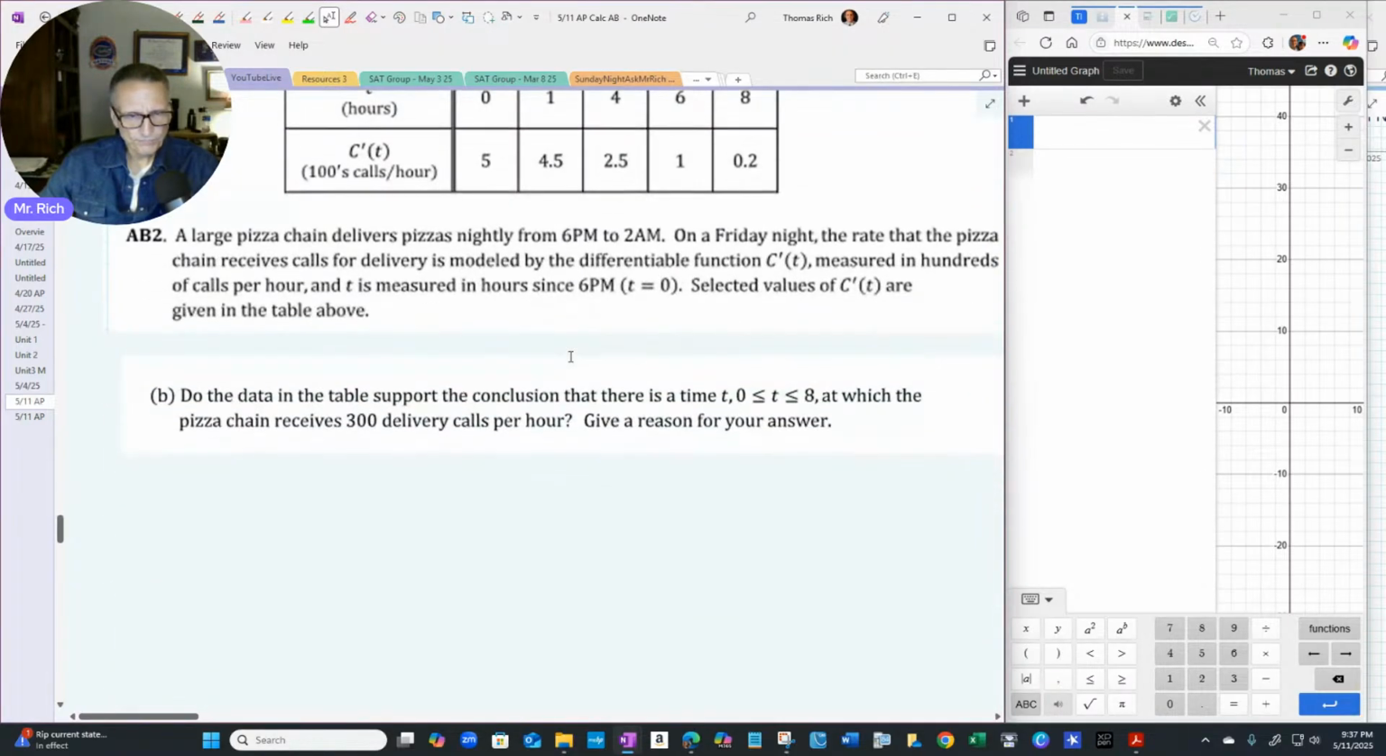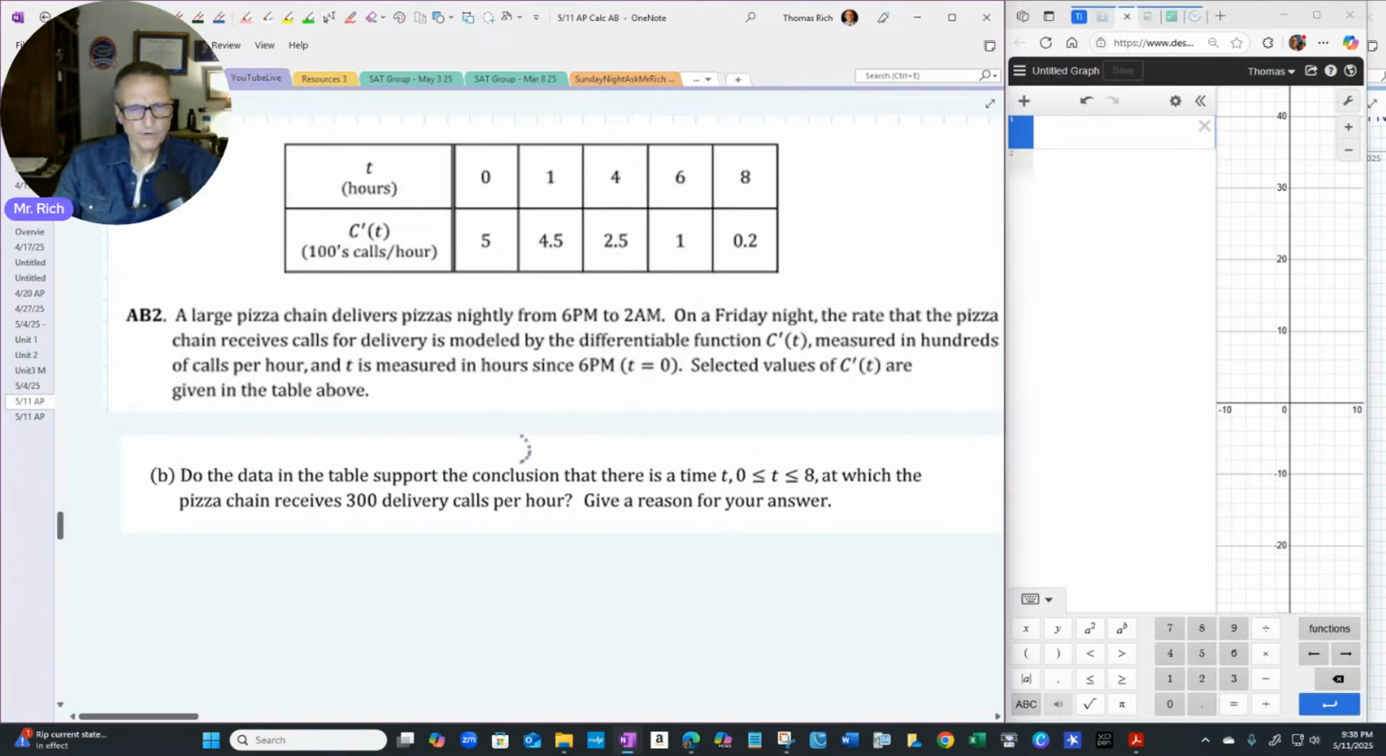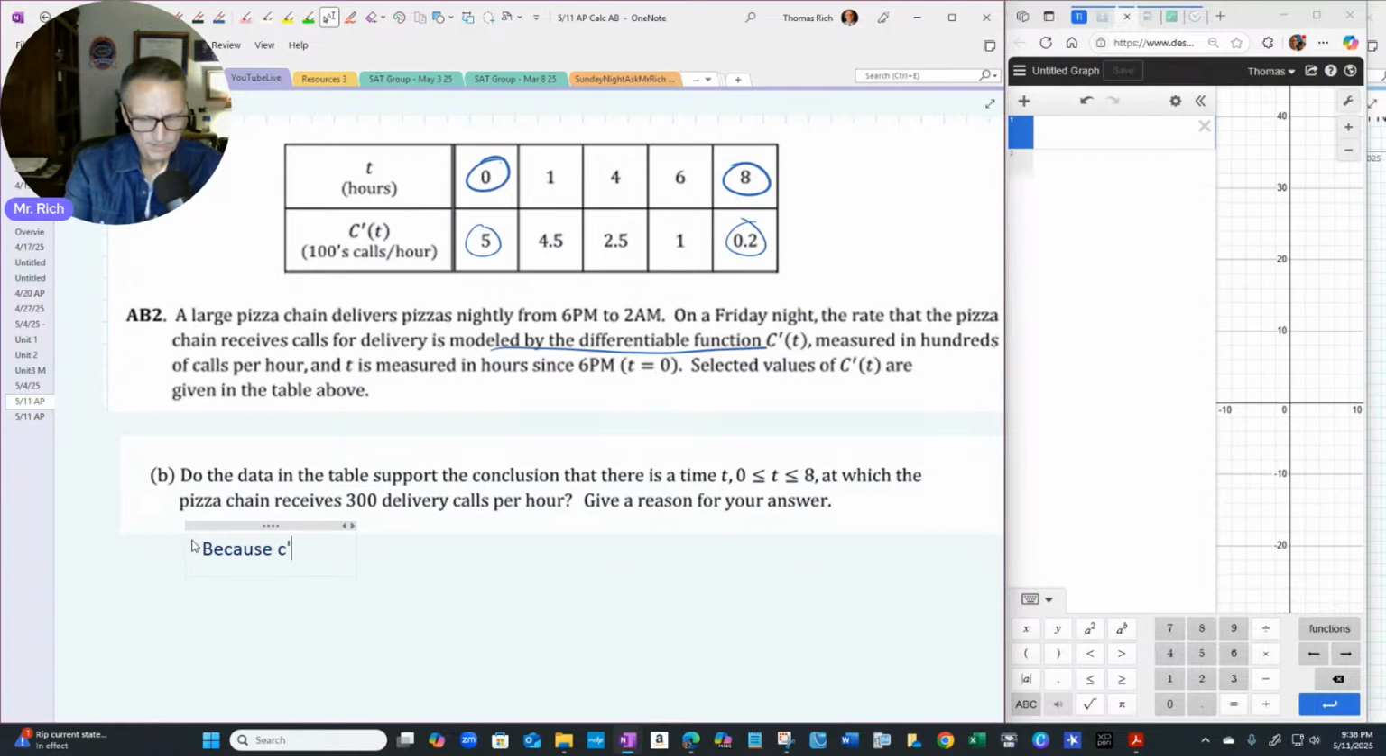All right, and then what we're looking at here is 300 delivery calls per hour. Well, you can see that if you take these two endpoints, 0 and 8, 5 and 0.2, you could just use that as your interval and say that since this function is modeled by a differentiable function, it would be continuous. So we would say that because C prime of t is differentiable, it is continuous.